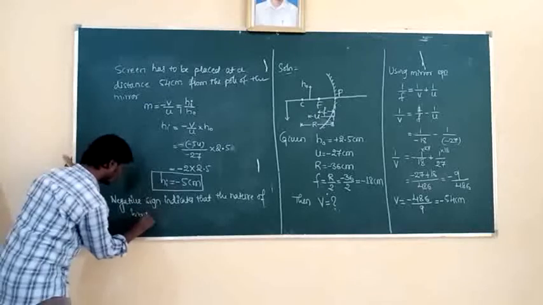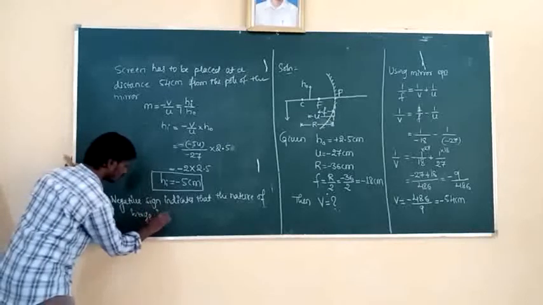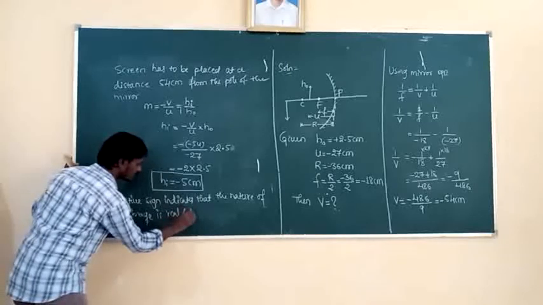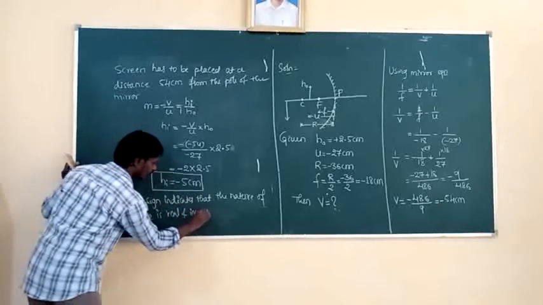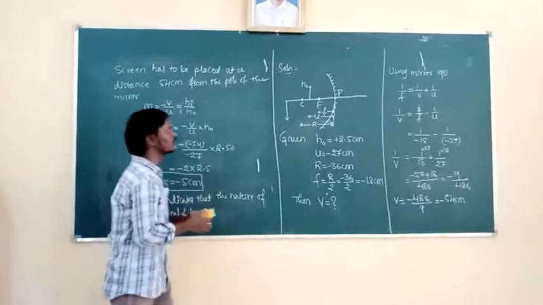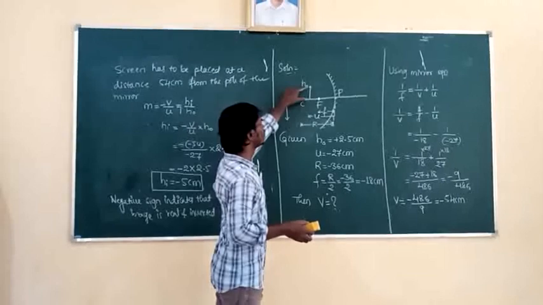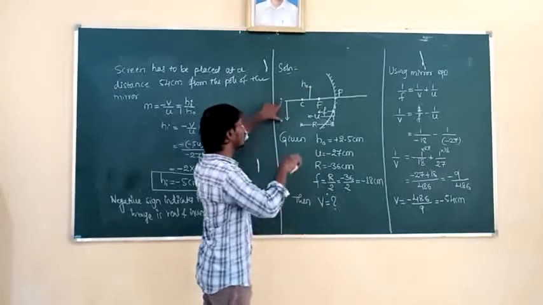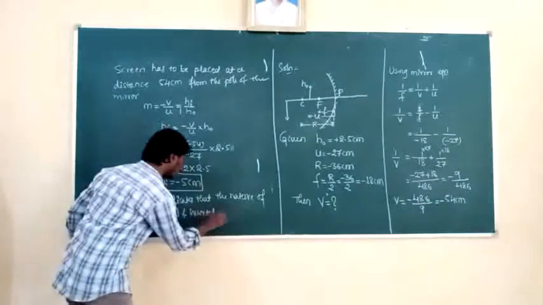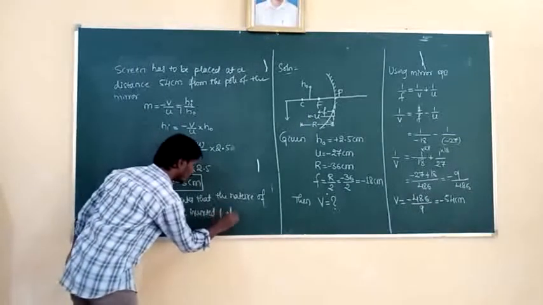Real and inverted, and also magnified. Because 5 centimeter is greater than 2.5 centimeter, compared to the size of the candle, the size of the image of the candle is more, that is 5 centimeter. It is magnified.